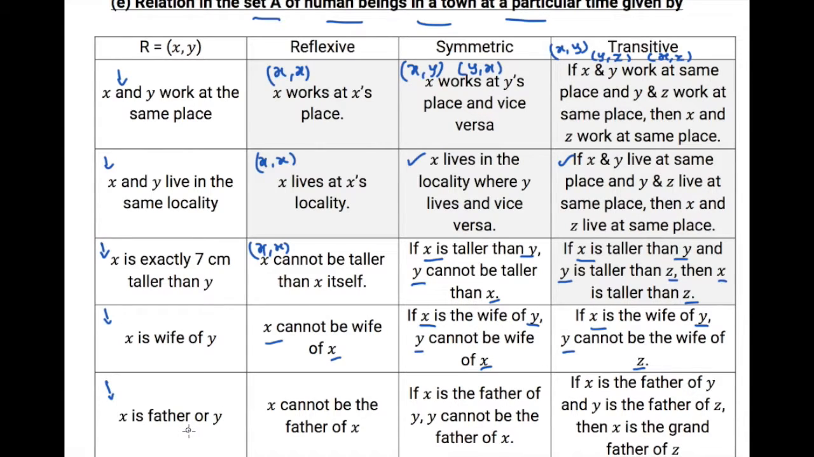Now, x is the father of y. x cannot be the father of x himself or herself. Symmetry: if x is the father of y, y cannot be the father of x. Transitivity: if x is the father of y and y is the father of z, x cannot be the father of z, but x can be the grandfather of z. Thus, transitivity also fails.